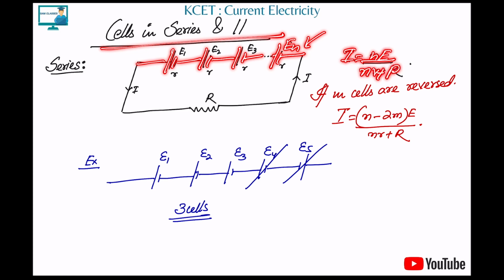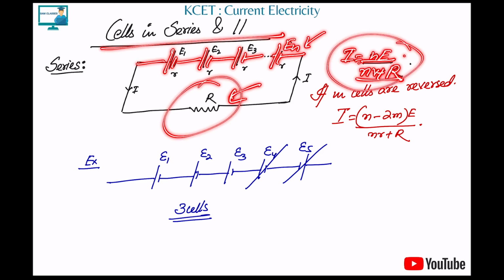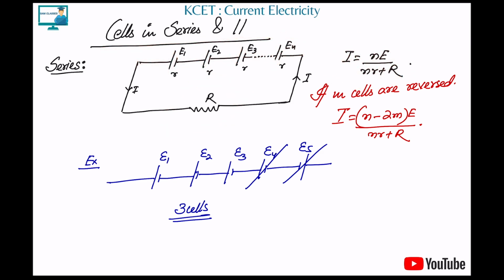Plus 1, that big resistance here, whatever the external resistance. So that's it: I is equal to nE by nr plus R. Now, a very important question.